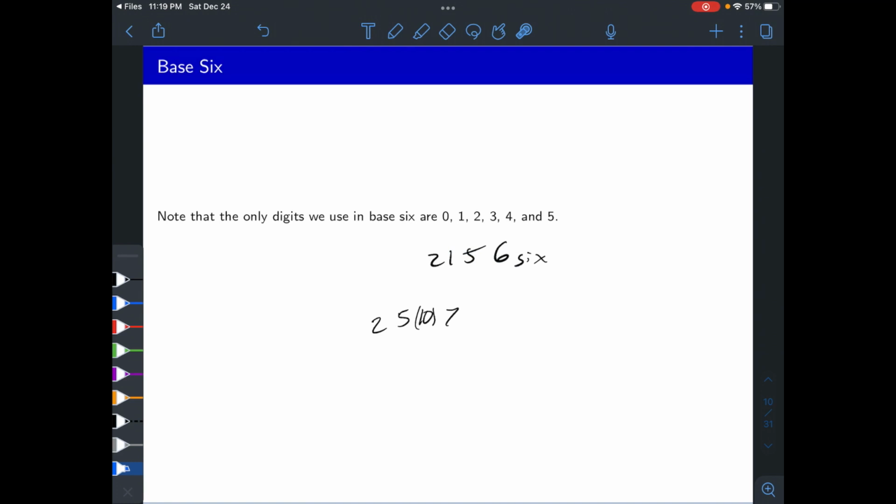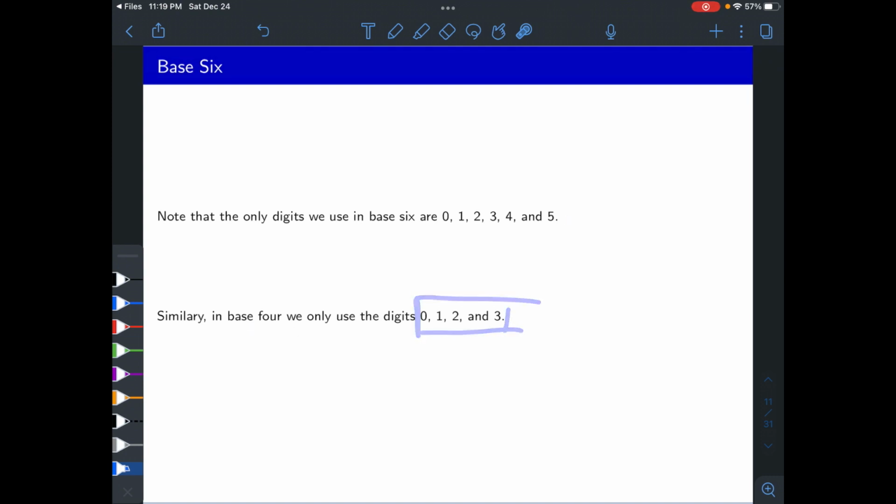If you're in base 6, don't use any digit that is 6 or larger. If you're in base 4, don't use any digit that is 4 or larger. Only use the digits 0 through 1 less than what your base is. So if you're doing binary, which is base 2, your only digits would be 0s and 1s. If you're not already familiar with binary, that's basically the language that computers use. They interpret everything in terms of binary, pretty much.